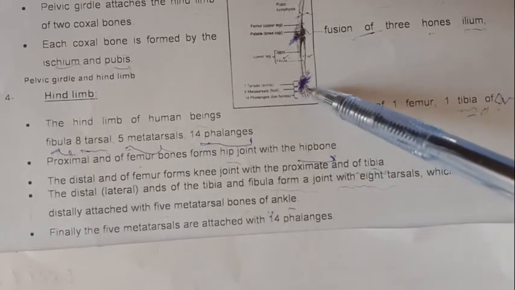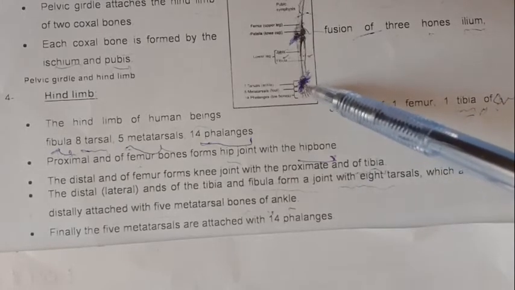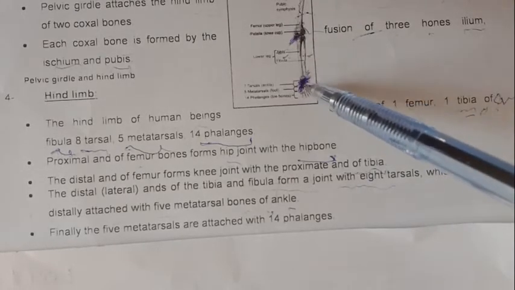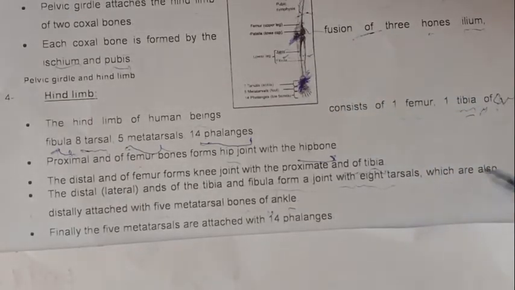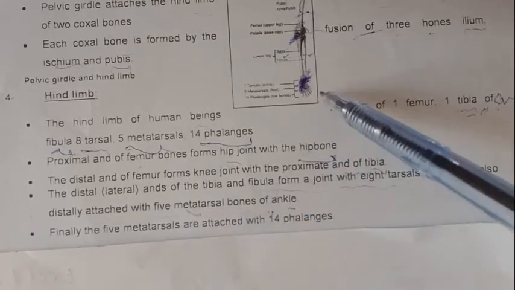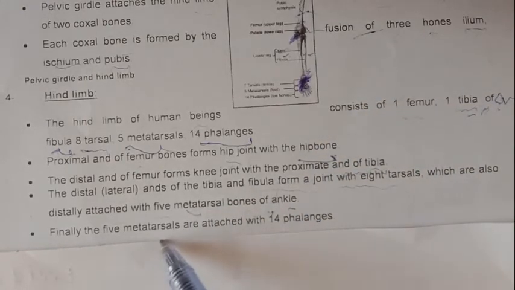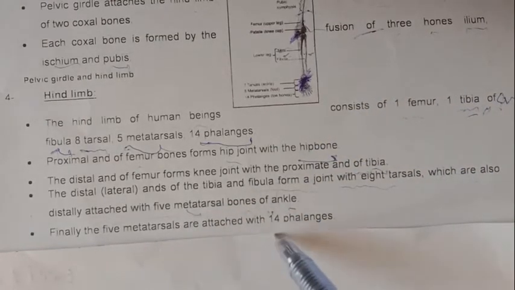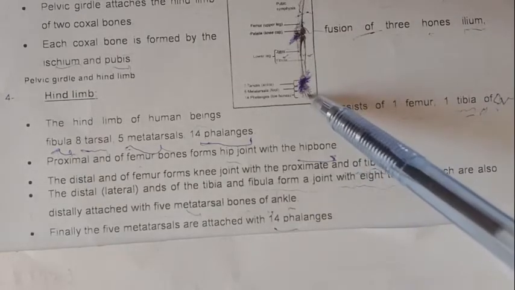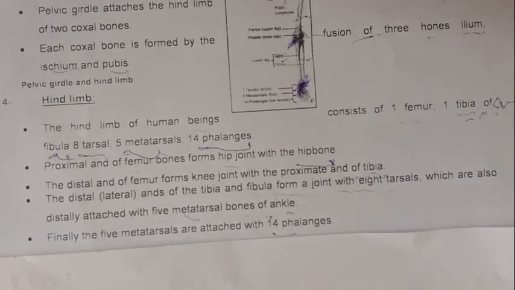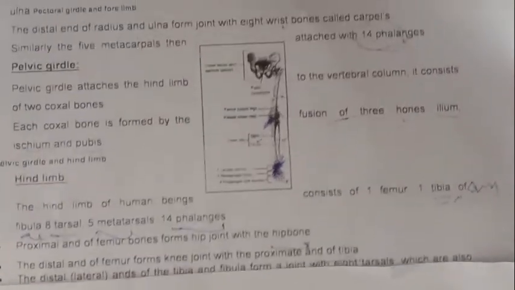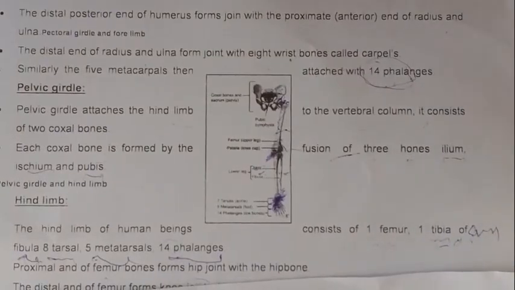These are the regions, the 5 small bones between the tarsals and the finger bones. Such small bones are called the metatarsals. These are 5. And finally, the 5 metatarsals are attached with the 14 phalanges. So the finger bones are called phalanges. So there are total 14 finger bones. So this is the structure of the hind limb.